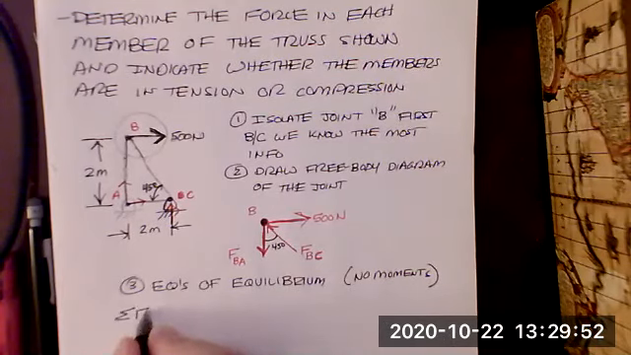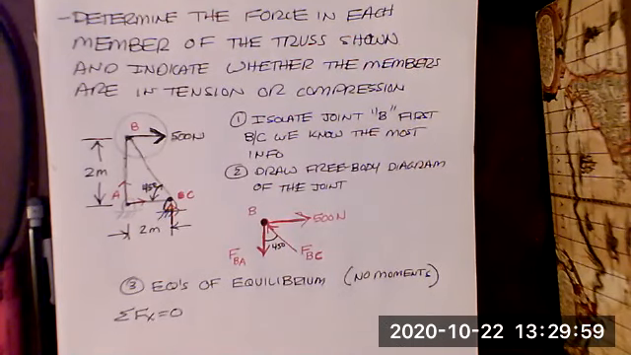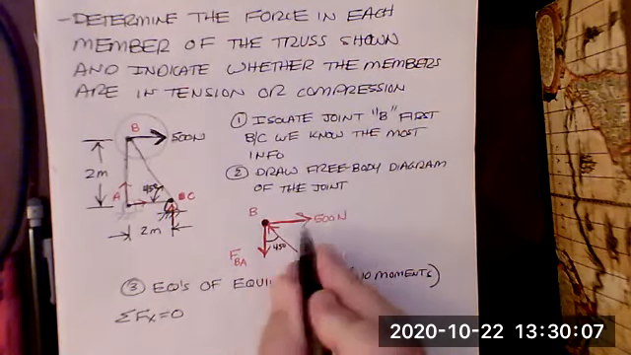I'm going to sum the forces in the x direction here first equals 0. All we're going to be worried about is the sum of the forces in the x and the y because we don't have any moments. These are our equilibrium equations. I'm going to have 500.